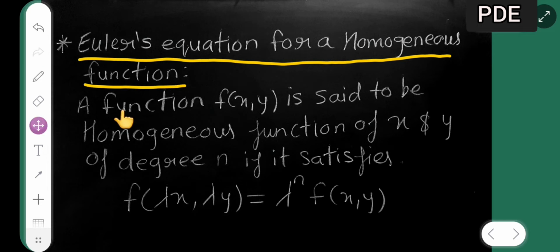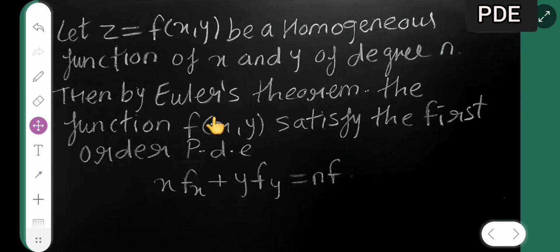A function f of x comma y is said to be a homogeneous function of x and y of degree n if it satisfies f of lambda x comma lambda y is equal to lambda raised to the power n into f of x comma y. So it should satisfy this condition. Okay, next page.